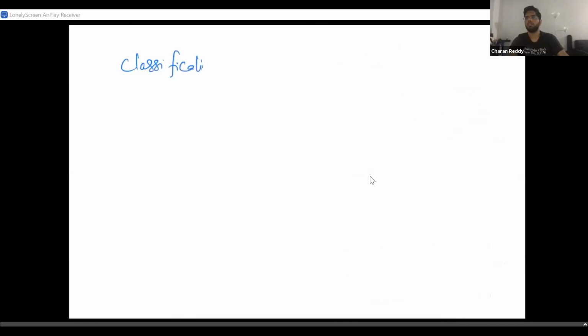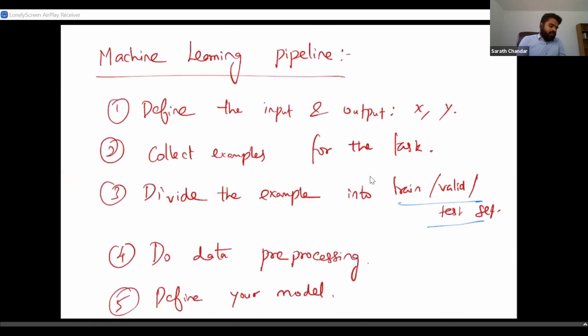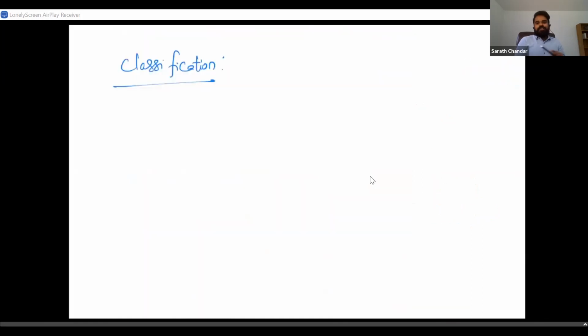Sharad, we have a couple of questions. Doesn't data processing come before splitting? Well, there are certain data processings you cannot do before splitting. So we will talk about that later.